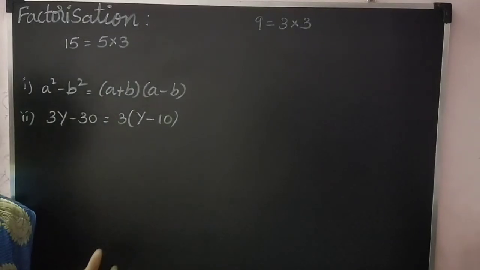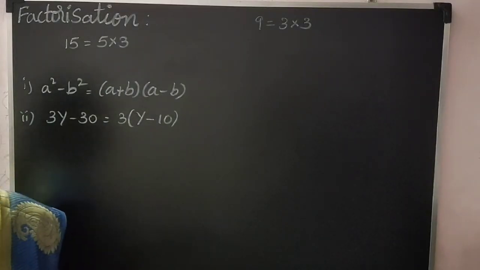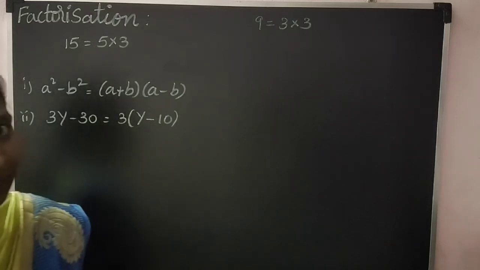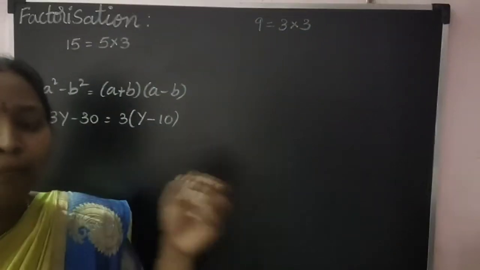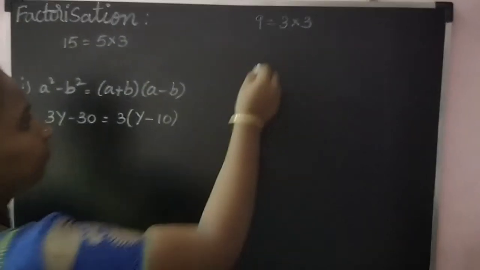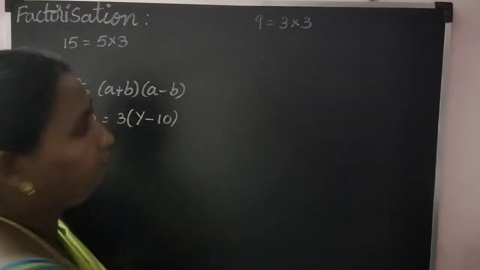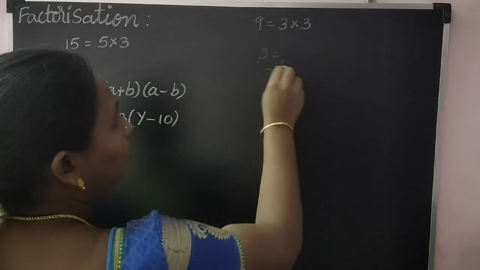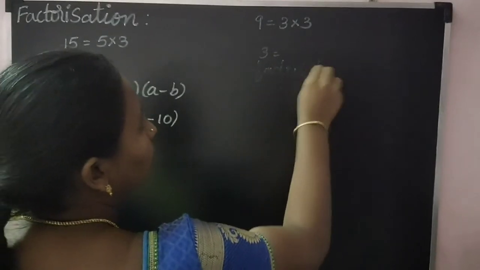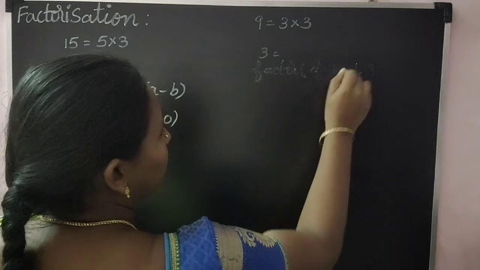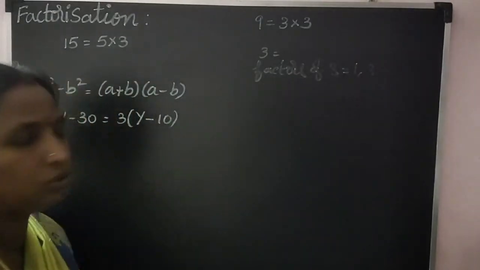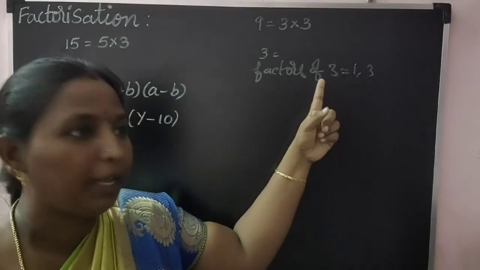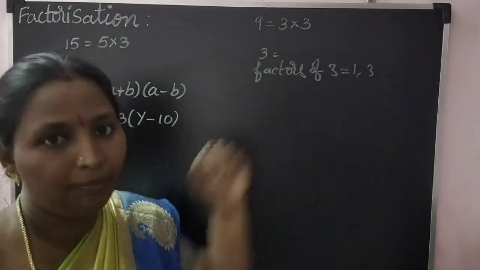Next, we have two types of numbers, prime numbers and composite numbers. If a number has only two factors, then it is called a prime number. Suppose take 3. What are the factors of 3 now? Factors of 3 equal to 1, 3, isn't it? 1 and 3 are the factors of 3. Only it has two factors, then it is called a prime number. So 3 is a prime number.